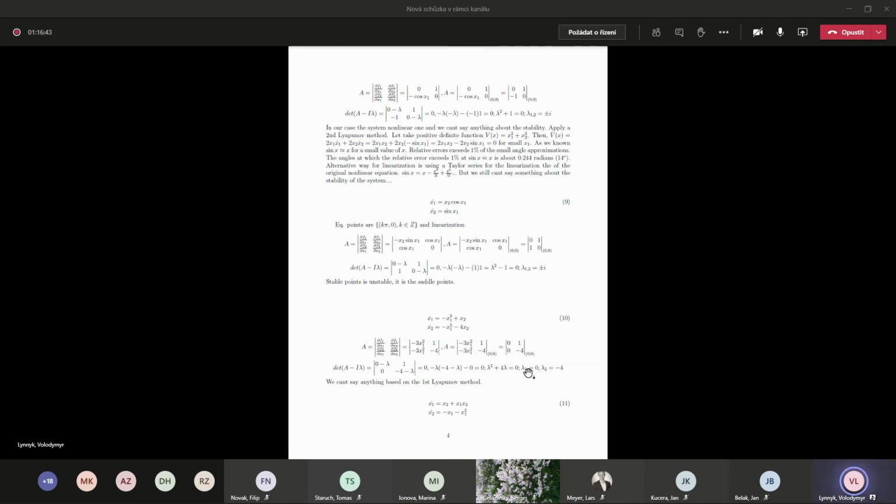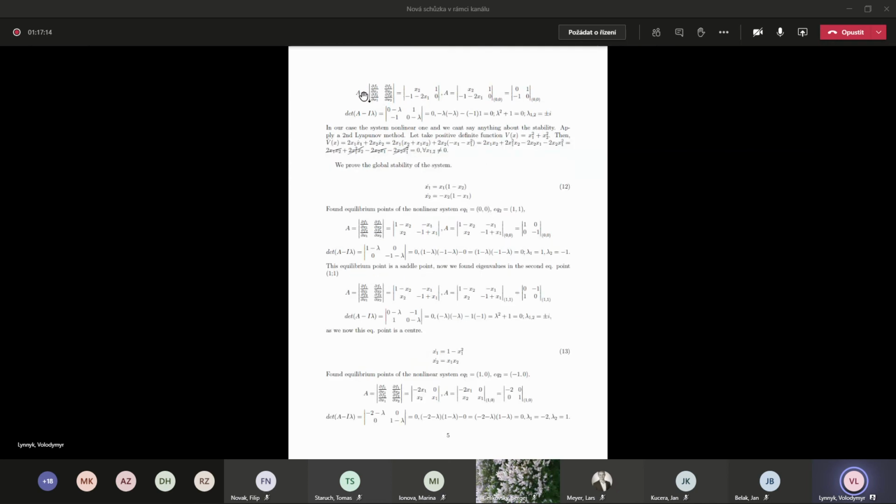Yes, exactly. Here we need to apply the second Lyapunov method, because when we apply only this indirect Lyapunov method, we can't say anything about this system, because of the eigenvalues 0 and minus 4. Okay, the next example is x1 dot equal to x2 plus x1, x2 dot equal to minus x1 minus x1 squared.